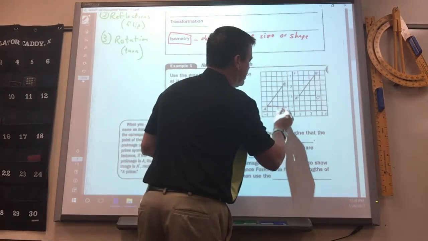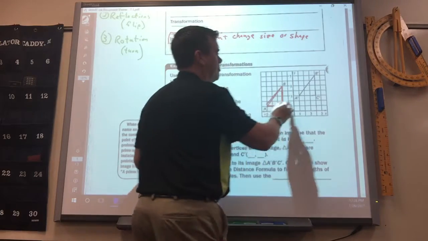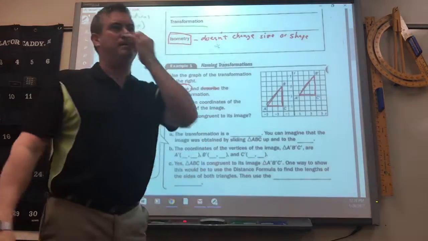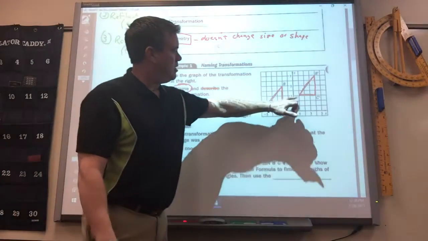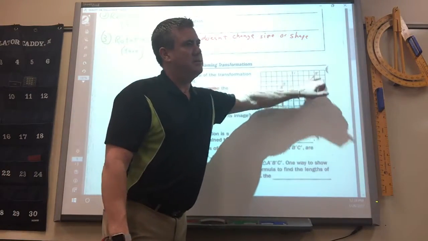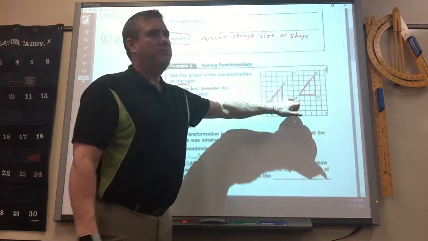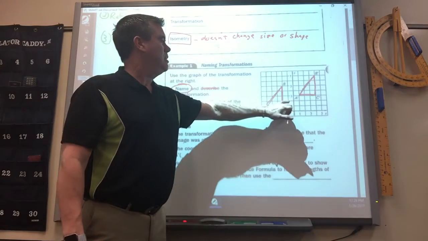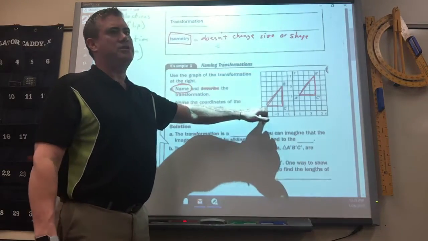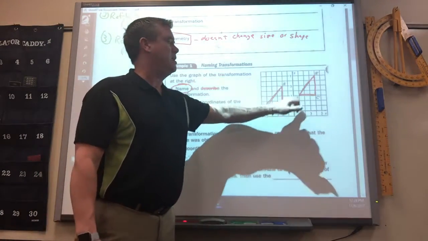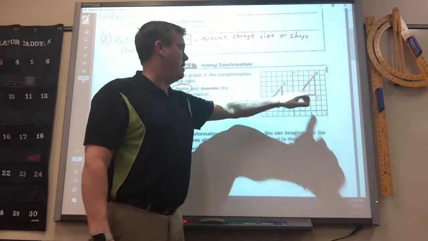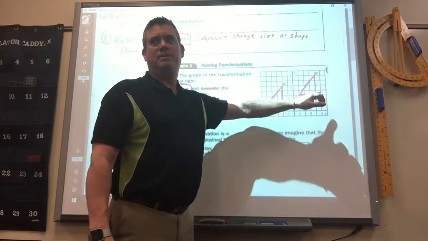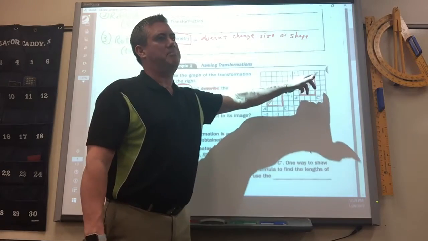So if you notice here, they've got ABC. Here they've got, quiet. Can you guys see the little tick marks there? Yes. We did this last year. This is the original triangle ABC. This is the image, A prime, B prime, C prime. That little tick mark there means prime.